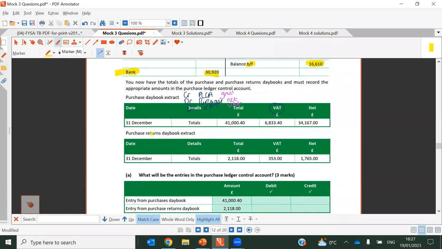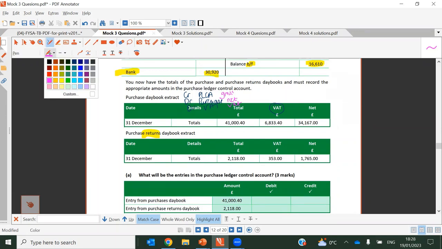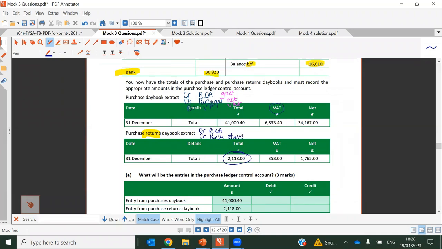For the purchase returns day book, and the returns are always a bit trickier, but it's essentially the reverse, isn't it? I have sent back £2,188 worth of goods. I therefore don't expect to pay for them. That is going to reduce the balance on my purchase ledger control account. Purchase ledger control account, liability, credit side of debit credit. So therefore to reduce it, I need to debit it. The other half, of course, is going to be credit that purchase returns expense account. Potentially you could credit it straight into the purchases account. AAT, generally speaking, will have a returns account set up though. So that is going to be reducing the purchases expense I've had because I've sent those things back.